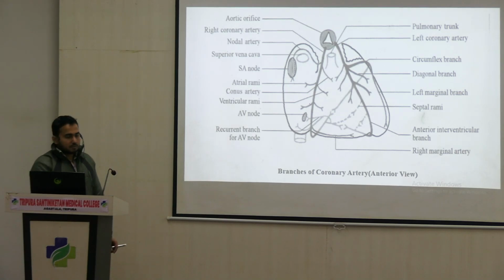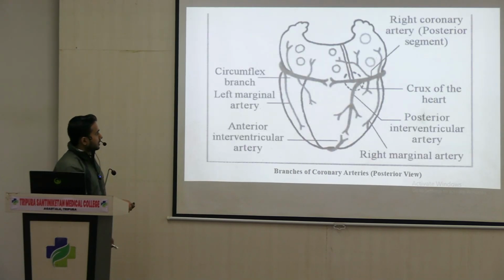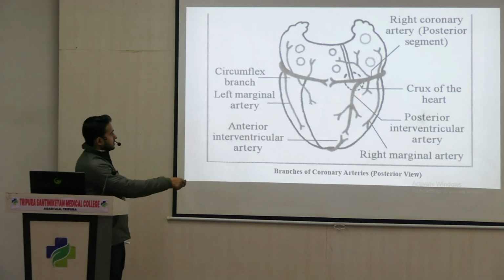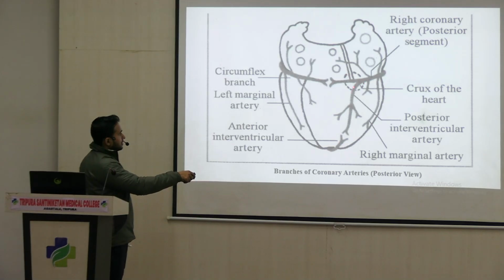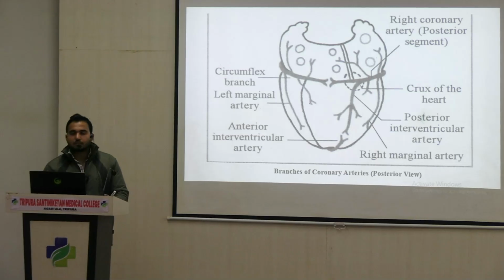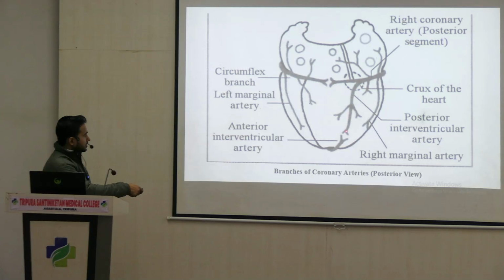Next is the posterior interventricular branch. Here you can see the posterior interventricular artery, this one. It arises from the right coronary artery just near the crux of the heart. As you can see, this is the crux of the heart, and from here the posterior interventricular artery arises. The artery and the groove names are the same. After arising, it descends in the posterior interventricular groove.